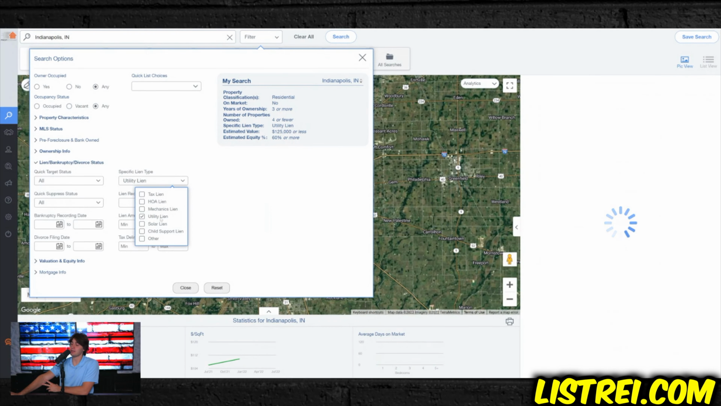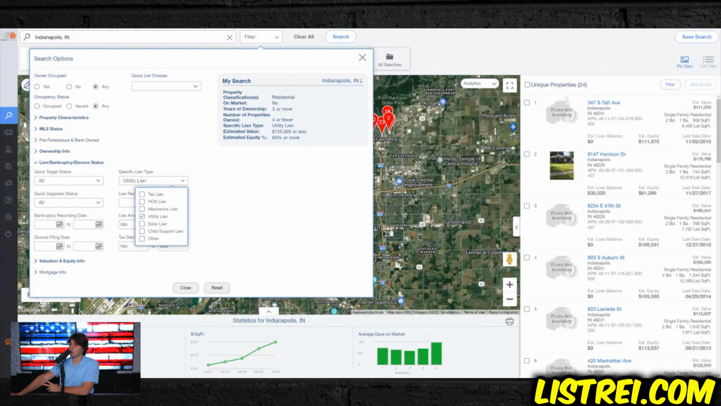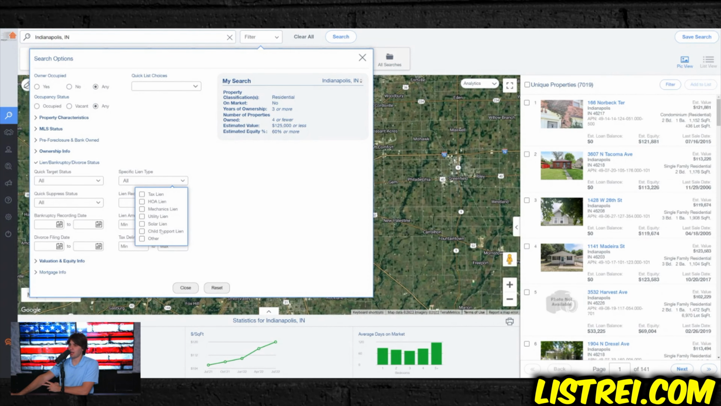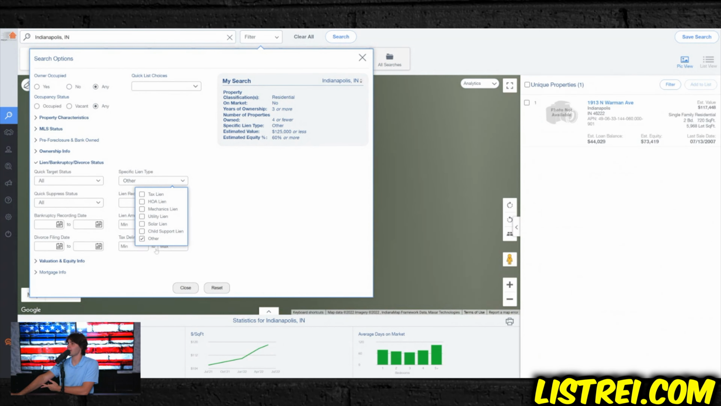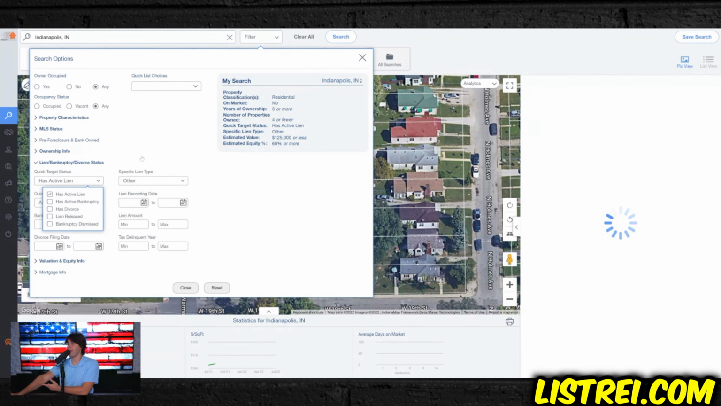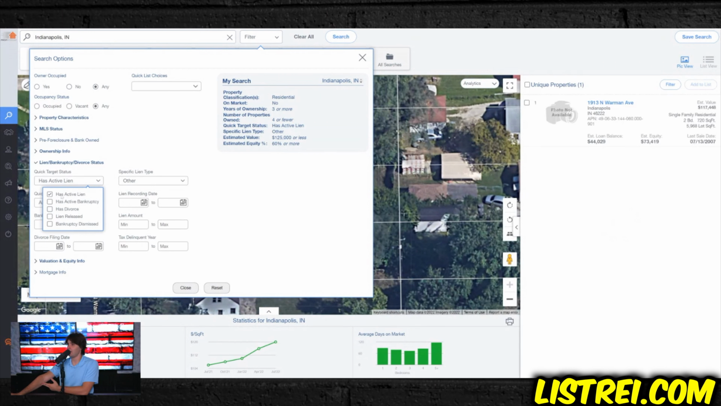Utility lien is actually the water shutoff list. There's 24. That's a quick one. I would do some reverse drawing for dollars. Solar, I don't care about. Child support's a pain in the butt. I think other, a lot of credit card debt lien lists, are a little harder to do. So if I'm just doing this, I put active lien on it, and that works really well.